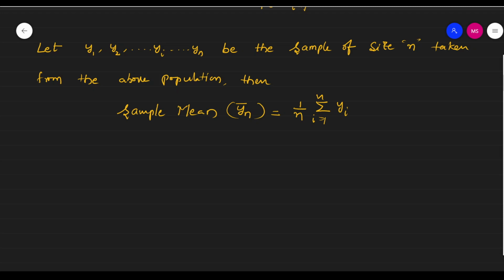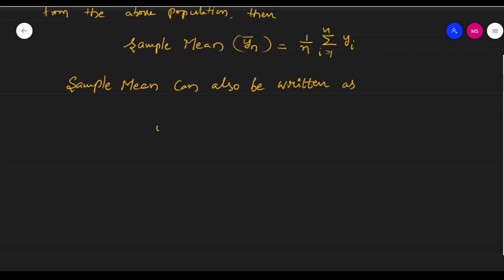The sample mean can also be written as, okay, this is an important point, and that is called the alternative formula for the sample mean. ȳn is equal to 1 by n, summation i running from 1 to capital N of ai into yi. Okay, this is the formula.